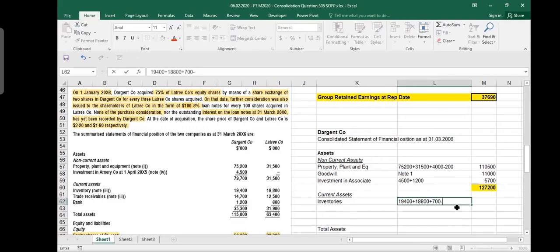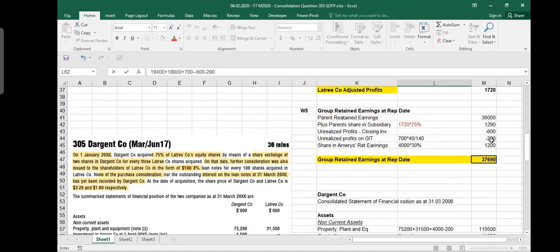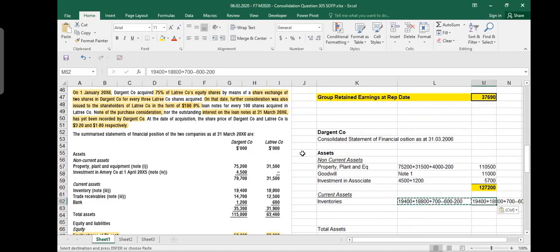And minus the unrealized profit, because we know that inventory in the group balance sheet should be shown at the cost to the group. So whatever is the unrealized profit, that should be subtracted. You have two unrealized profits. One was 600, the unrealized profit on the closing inventory, and one was 200. If you remember, we made these adjustments in group retained earnings. This minus 600, minus 200. Both of them I should subtract. So we put it here, and this is your group inventory.